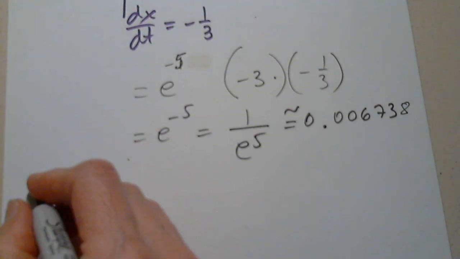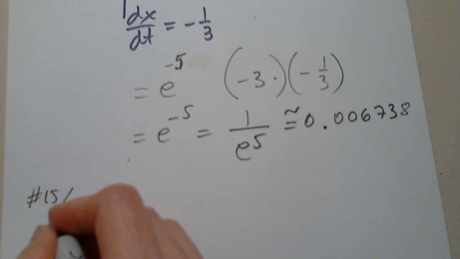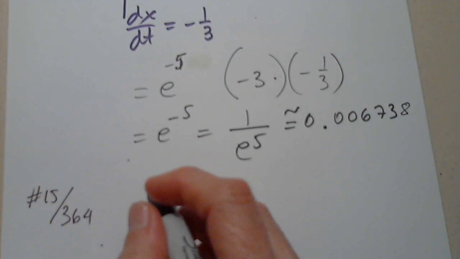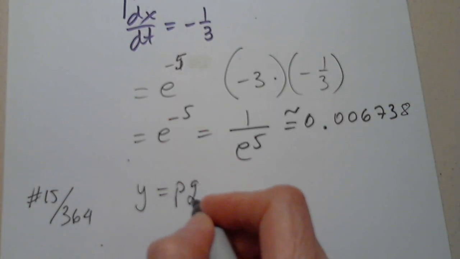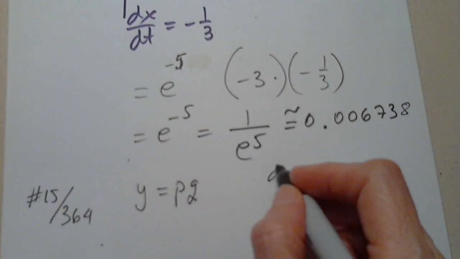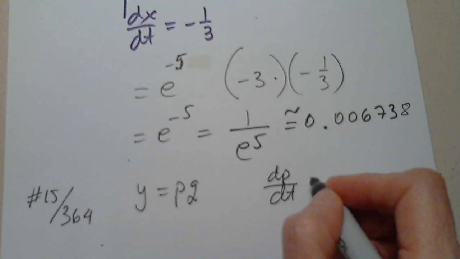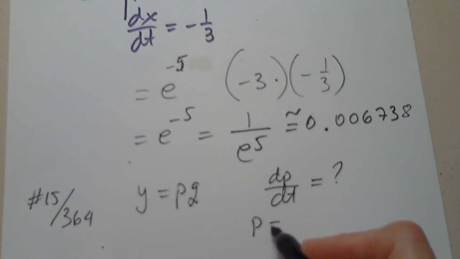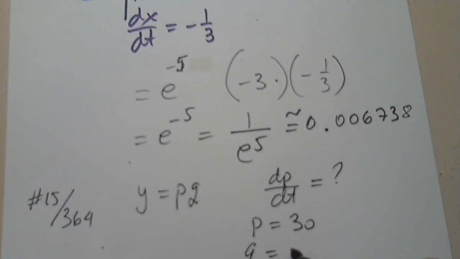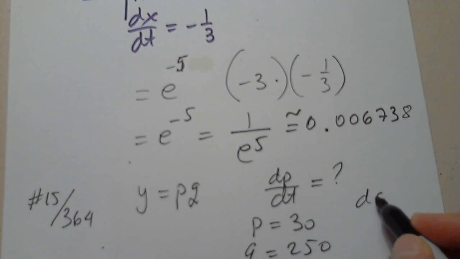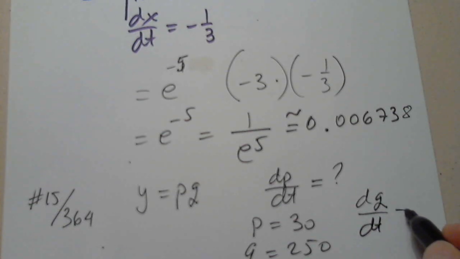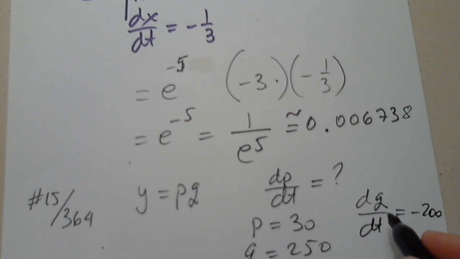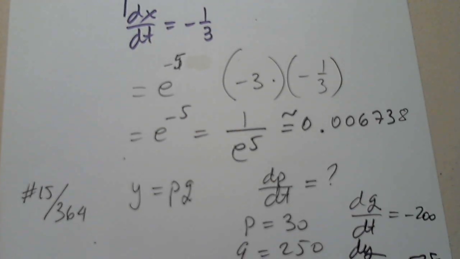So in 15, on the same page, 364, we are given y equals pq. dp over dt is what they want. And when p is 30, q is 250. dq over dt is negative 200. And dy over dt equals negative 5250. Okay.